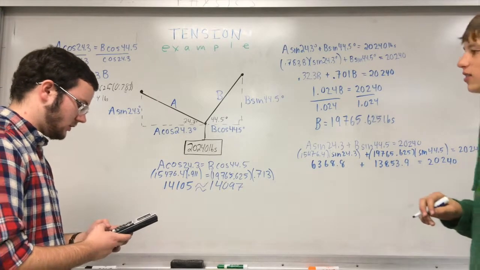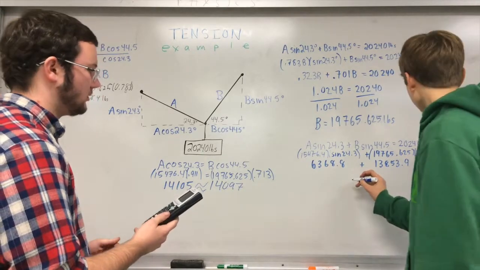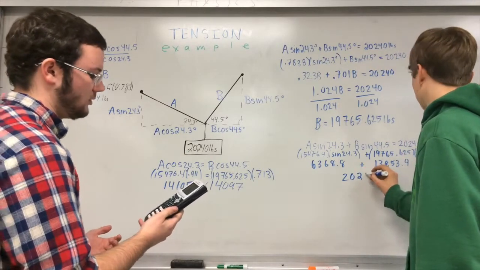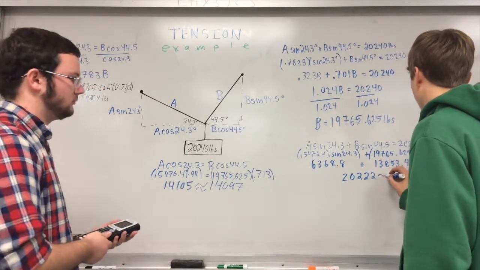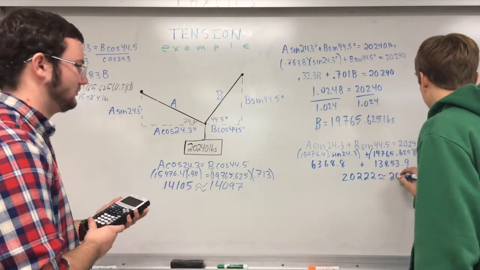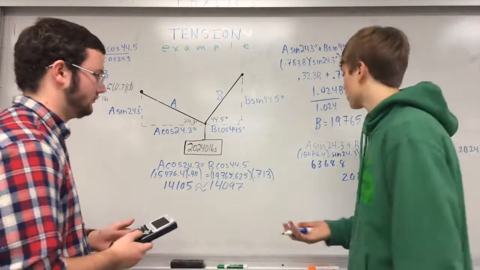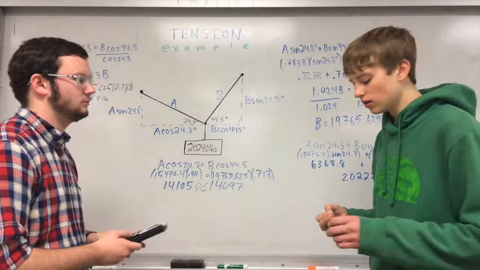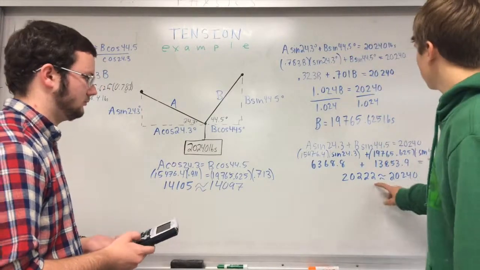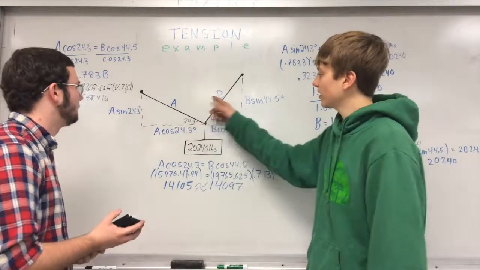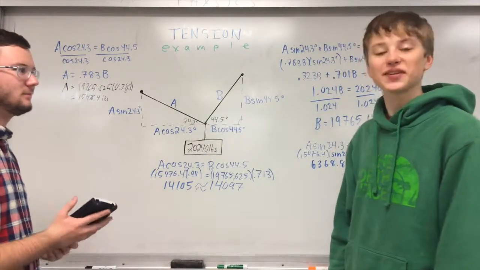So now after Dan's calculations, we get 20,222.7, which is around 20,240. Now again, as we said before, there will be some error because we used rounded values. But as you can see, that's pretty much it. That's the tension. Thanks for watching.